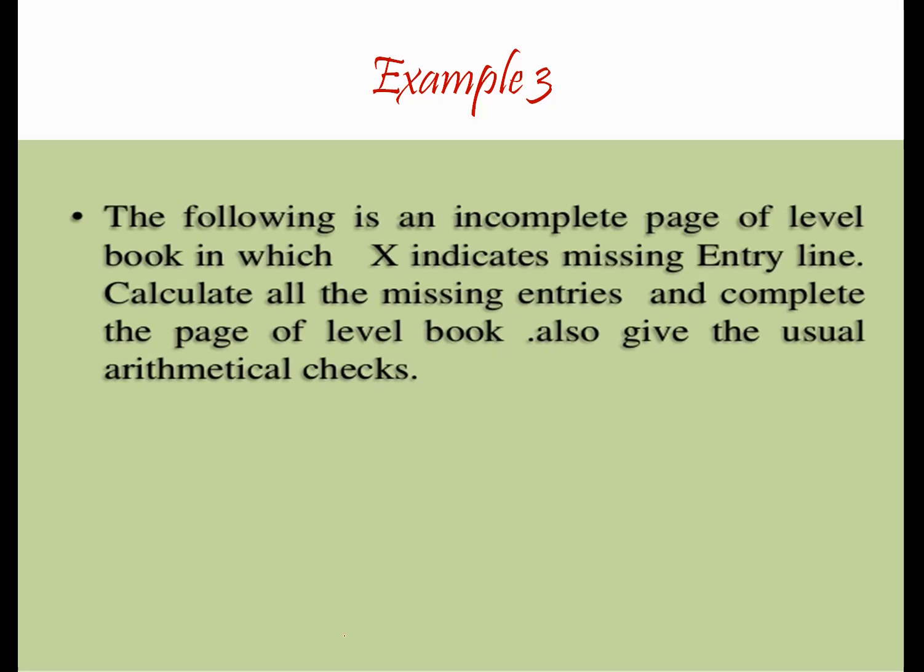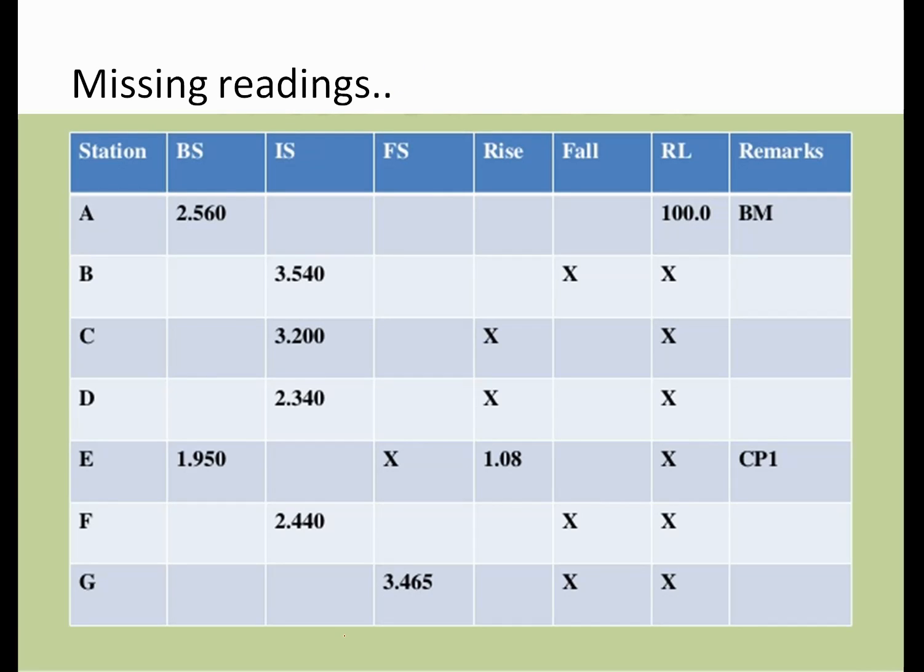Now, another type of question that we can come across is where you have to find out the missing data. A level page is given to you and some missing entries are there, you have to fill them up. That is our aim. So let us see this problem. Here you can see backside, intermediate side, foresight. This booking is being done using the rise and fall method because rise and fall columns are there. So let us try to complete these missing entries.